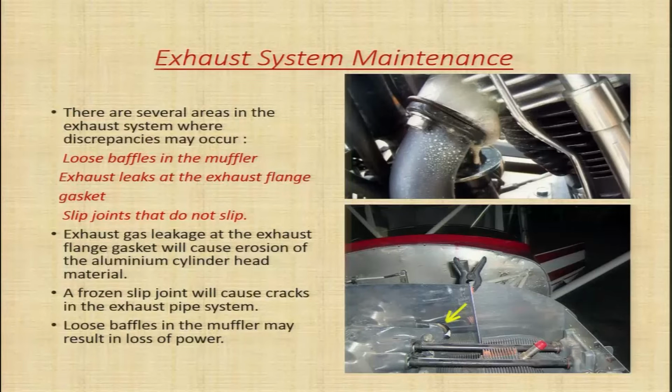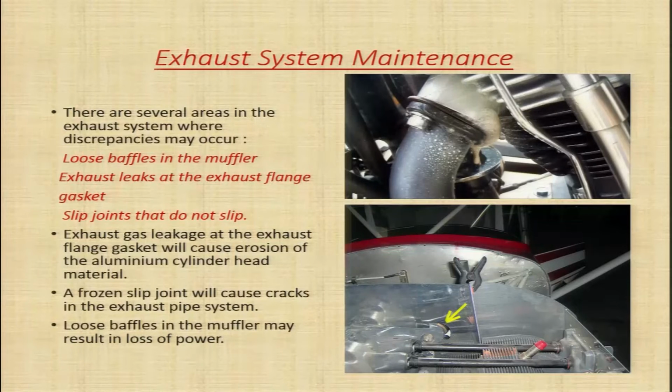Here you can see in this diagram, this is your exhaust which is connected to the exhaust port of the cylinder. This is your exhaust manifold, and you may have leaks here in the system, and slip joints that do not slip. So, you may have leaks at the exhaust flange gasket, slip joints which do not slip, and loose baffles in the muffler.